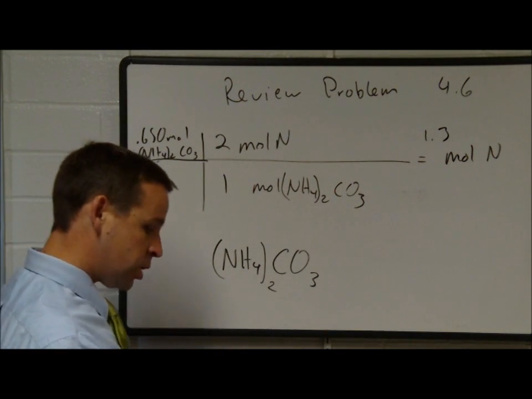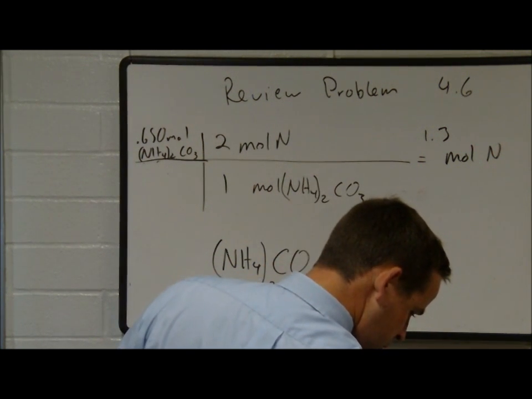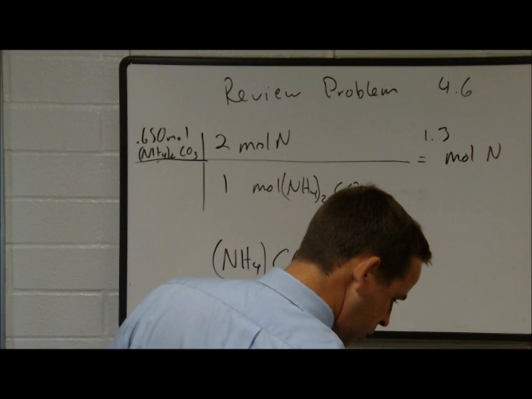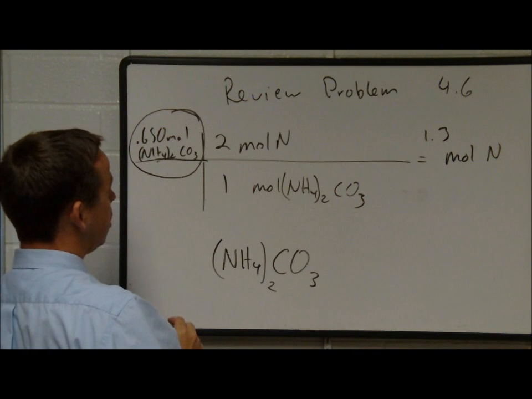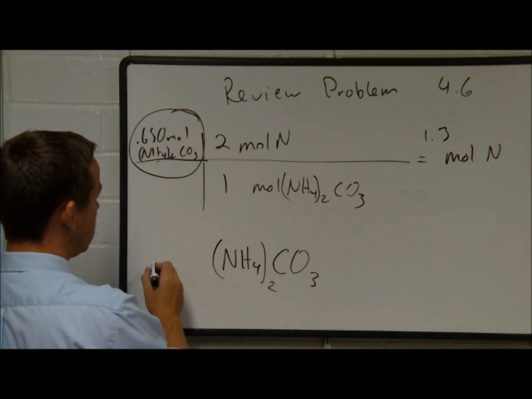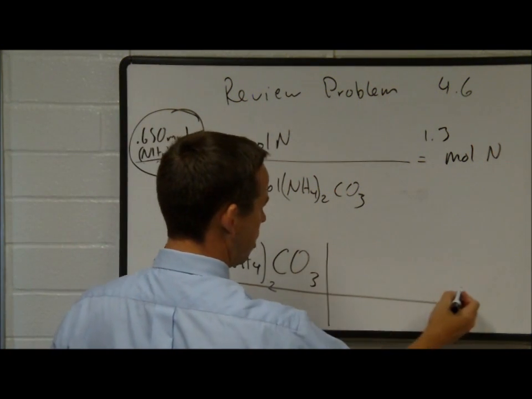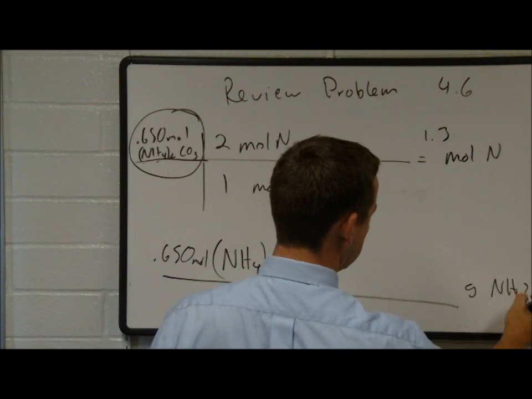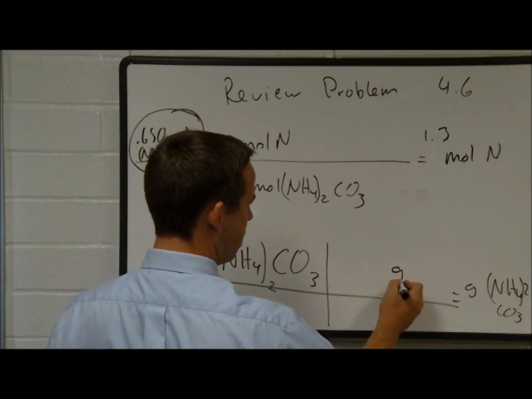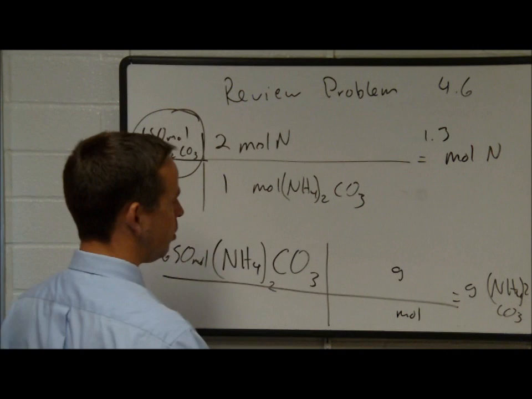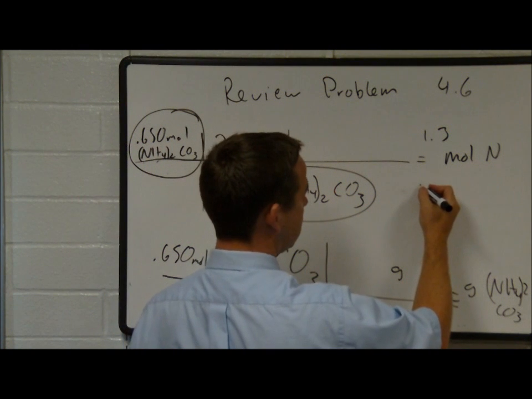The second part of the question is, how many grams of this compound supply this much nitrogen? Therefore, how many grams of (NH4)2CO3 are in 0.650 moles? So 0.650 moles of ammonium carbonate, how many grams of ammonium carbonate does that represent? We have grams of ammonium carbonate on top, moles of ammonium carbonate on the bottom. We have to know the molar mass of this. I think we did this before. I think it was like 106, but we'll add it up again.